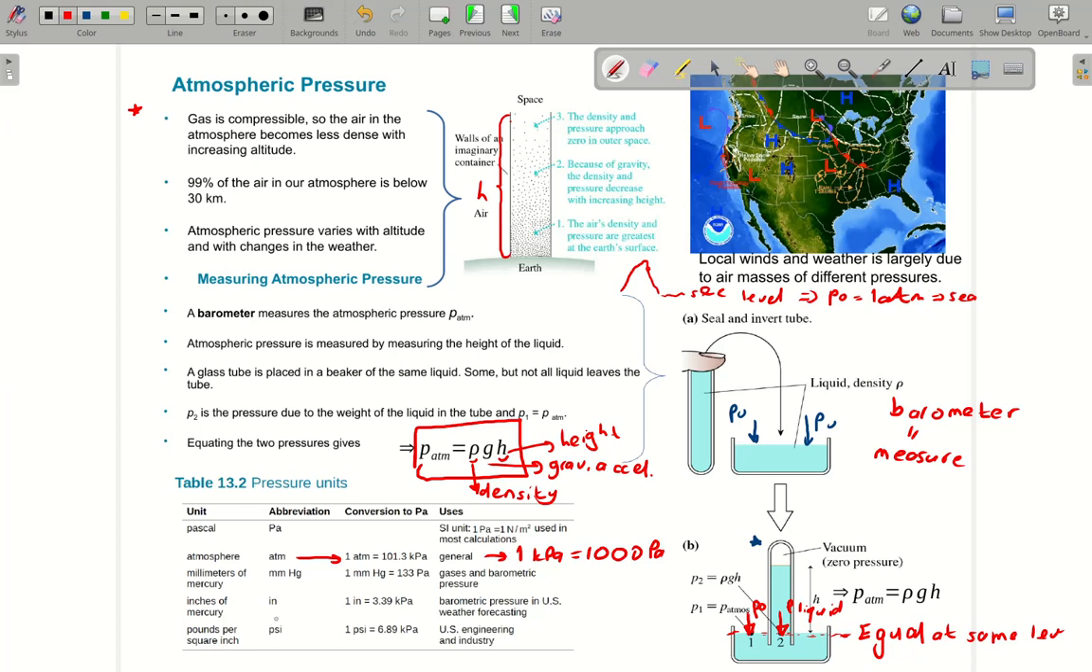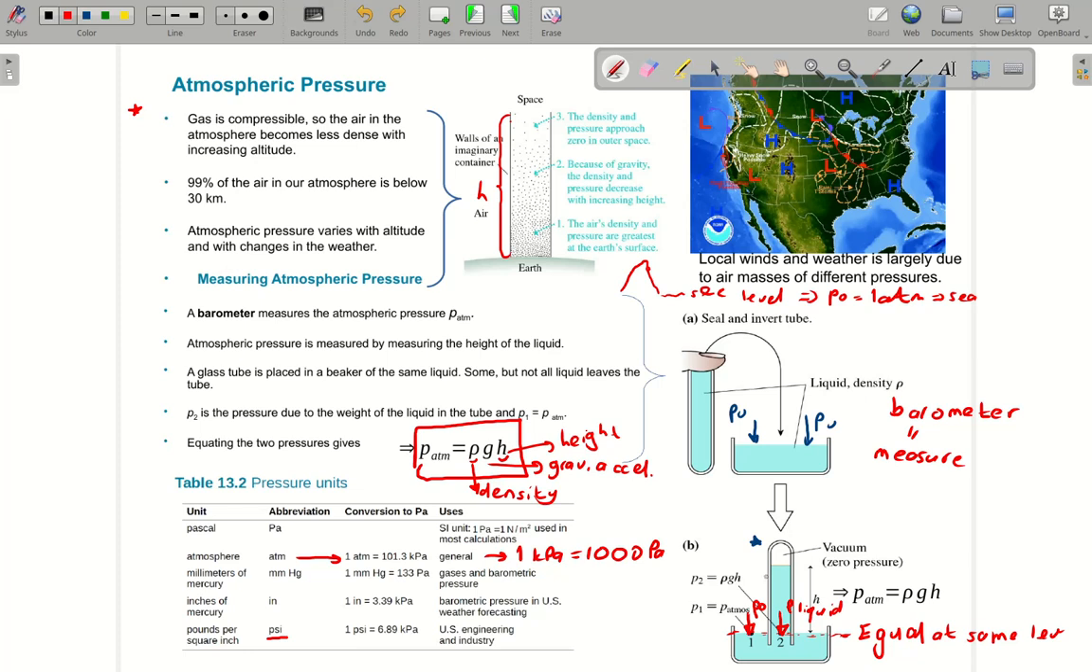Other units used, we mentioned psi before, pounds per square inch, used in the United States, engineering industry, and we can convert psi to kilopascal using this conversion factor. Inches of mercury is also used.